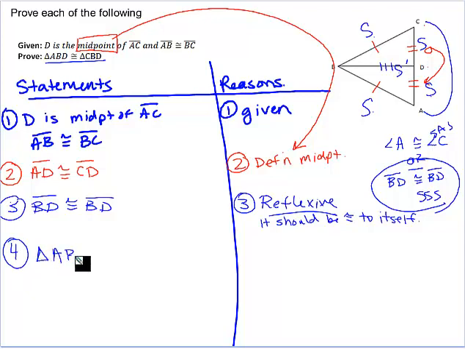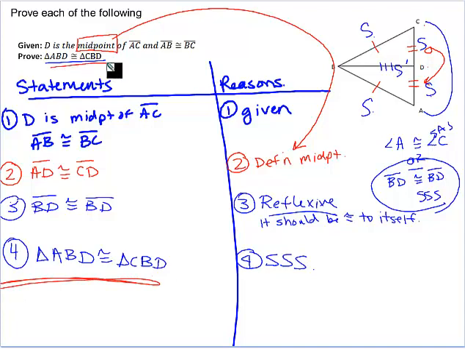Triangle ABD is congruent to triangle CBD, and the reason why is side, side, side. Now when you're doing these proofs, your last step, whatever step is your last step, should be whatever you were trying to prove. Okay, so your first step and your last step are always given to you up here in the problem.